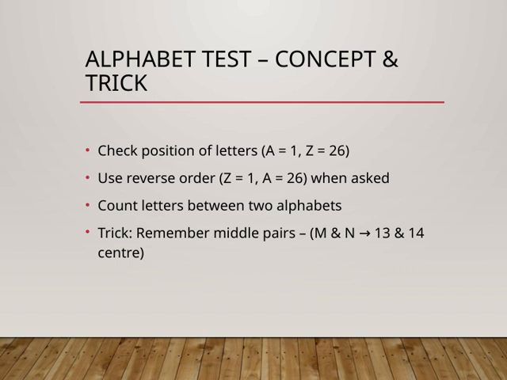Now, here's the trick part that often surprises people. Remember the middle pairs of the alphabet. For example, M and N are right in the center, with M at 13 and N at 14. Recognizing these middle pairs makes it easier to estimate distances and perform calculations quickly. This concept ties into the overall theme of mental agility and quick thinking, skills that are essential in many areas. And with that, I'll pass it over to the next slide.